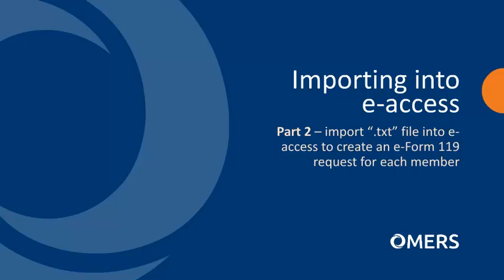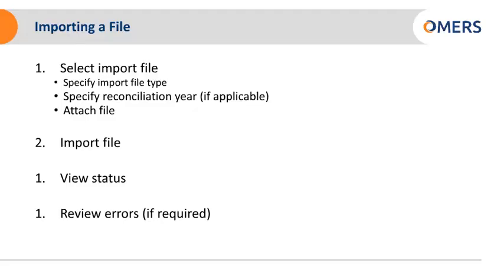Importing into eAccess. The following are the steps required to import your file into eAccess. First, select the import file. Here you will specify the import file type, specify the reconciliation year, and attach the file. Next, you import the file into eAccess. You can then review the status and review any import errors if required. Let's try this together.